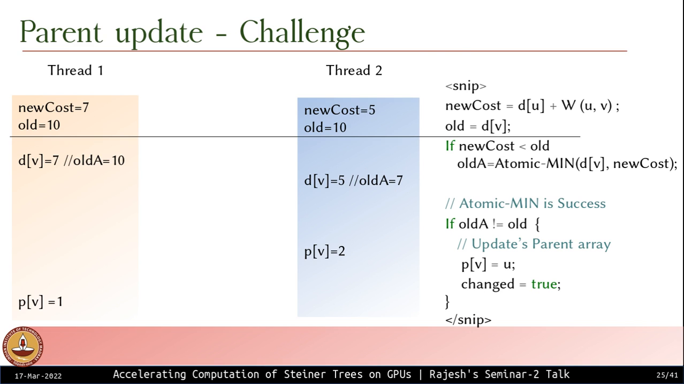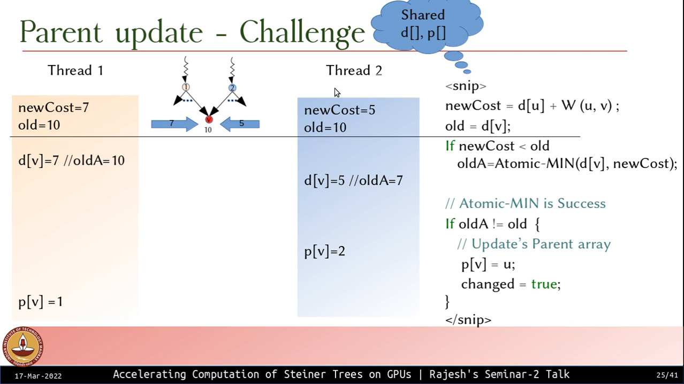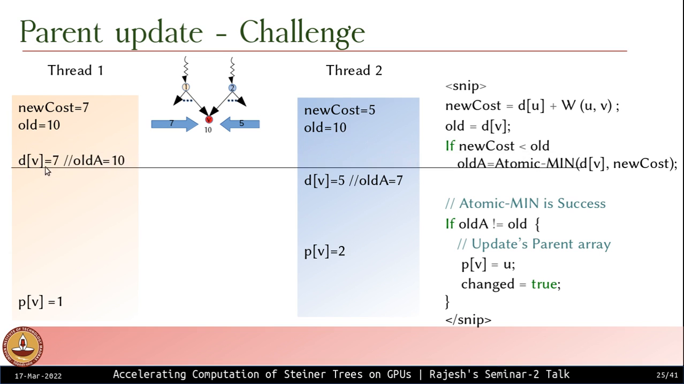Notice that the distance arrays and parent arrays are shared across the threads. On the left hand side we have the execution of thread 1, and the right hand side is the execution of thread 2. After the first two instructions, both will have 7 and 10 as the new cost and the old cost. Let's say this statement is executed by thread 1 first, then the distance of v will be updated as 7, right. So old will be 10.